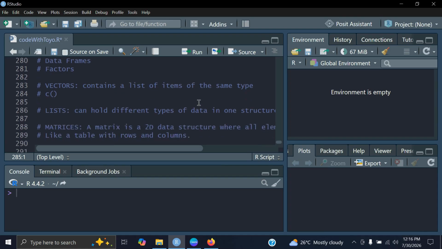So again, if you have followed this video to this point, that means you are getting serious about R. We are delving deep into R and applications of R right now.